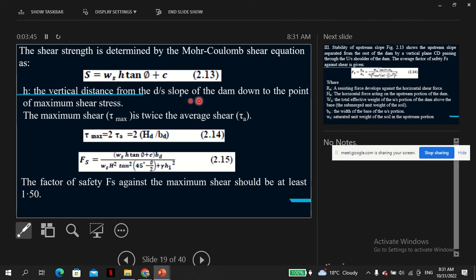H is the vertical distance of the dam to the point of maximum shear stress, and the maximum shear stress is twice the average shear. So again, this is how to check the factor of safety against the maximum shear stress. The factor of safety should at least be 1.5.